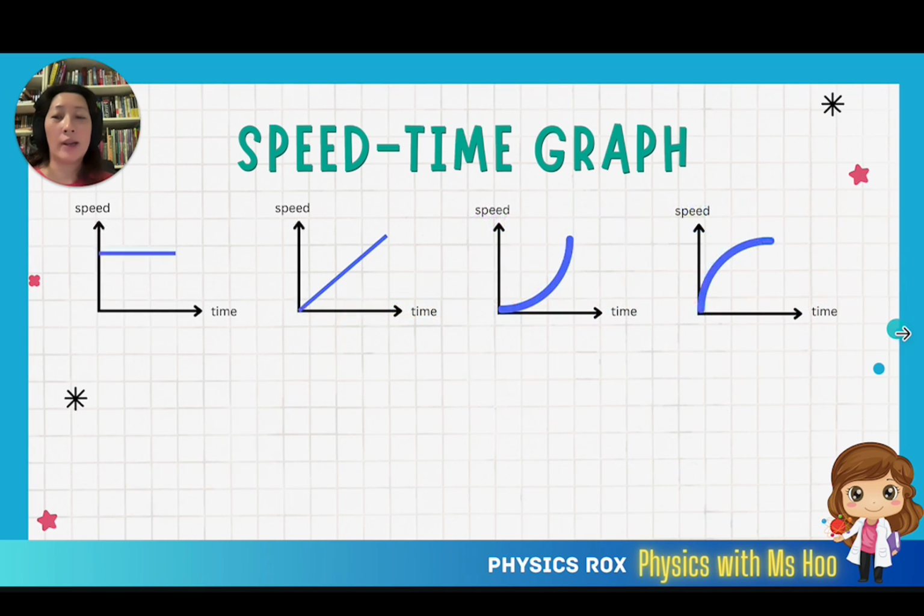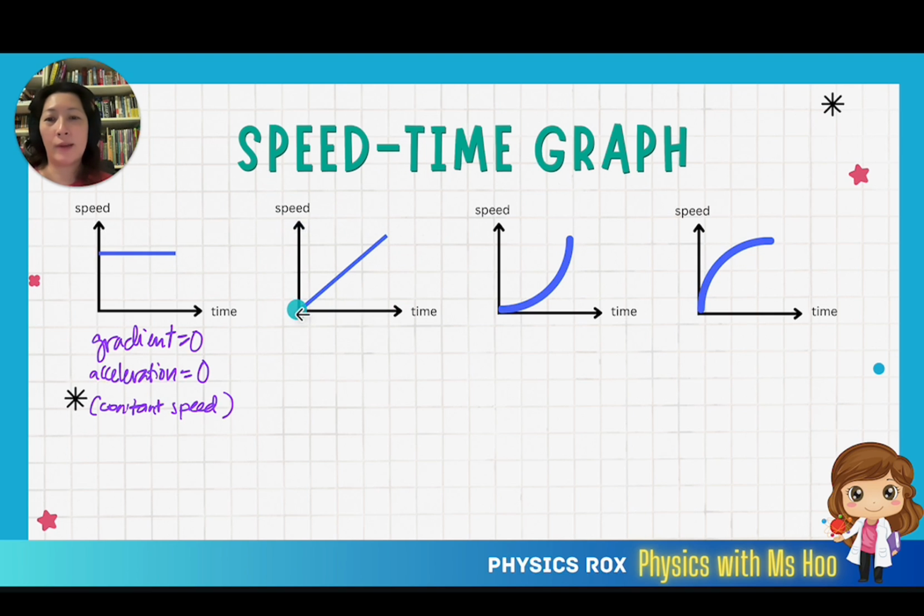So if we do a quick comparison between these 4 different shapes, let's start off with gradient first. From the first graph, we have 0 gradient. This means that the acceleration is 0. And if you recall, 0 acceleration, let's look, is this true? Yes, in this case, the speed is constant. So I'm going to add that note here.